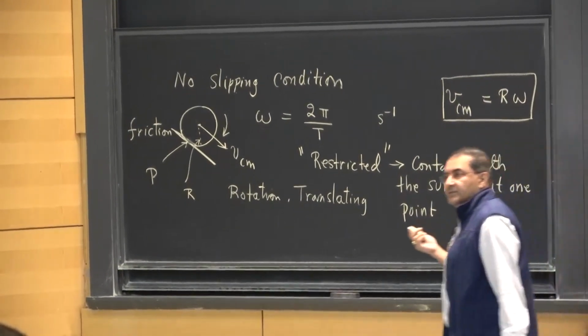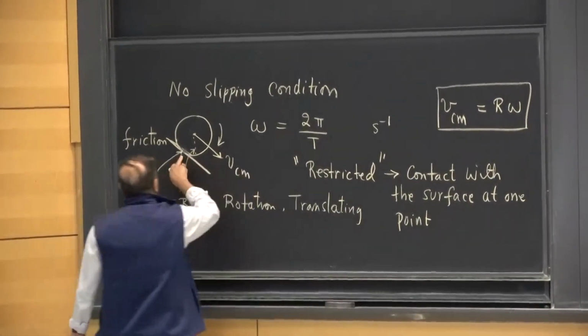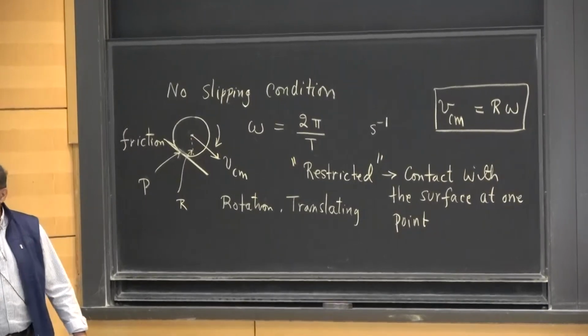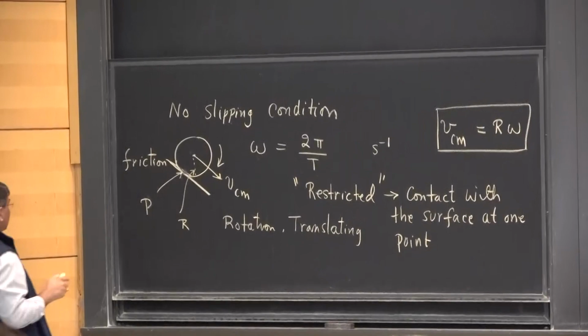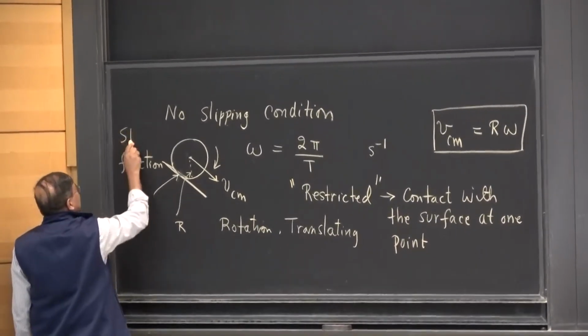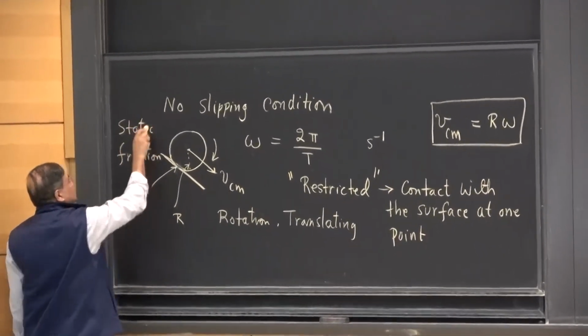But what kind of friction is it? Remember, I told you that point P is just a pivot point. There is no slippage or anything. So this friction is not kinetic friction. This friction is actually your good old static friction.